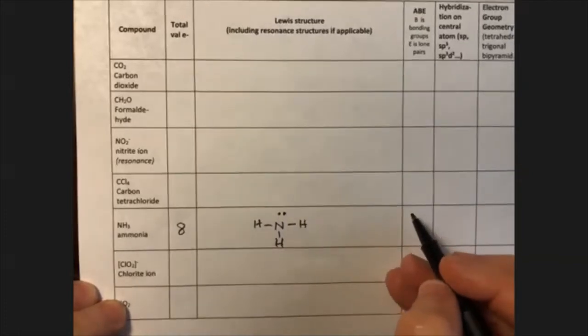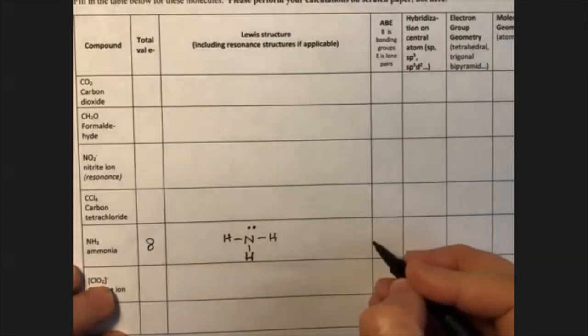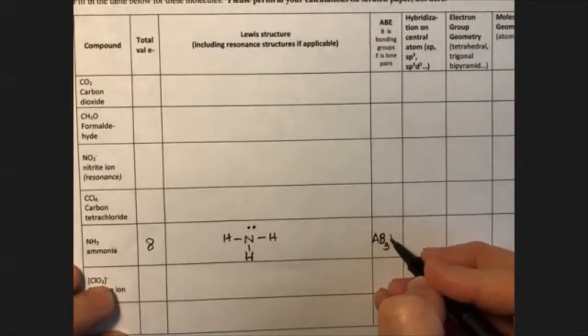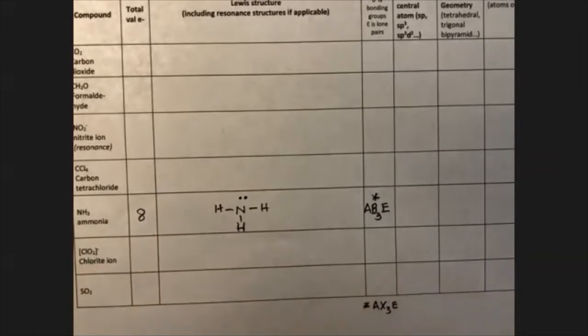We have what is called the AB-E or AXE designation over on this column here. The idea is how many of the electron groups are bonding atoms, and how many of the electron groups are lone pairs. In this case, we have 3 bonding atoms and 1 lone pair, so it will be AB3E. Sometimes, in some contexts, some authors prefer to say AXE instead of ABE. That's perfectly fine. It's essentially the same thing, all right?